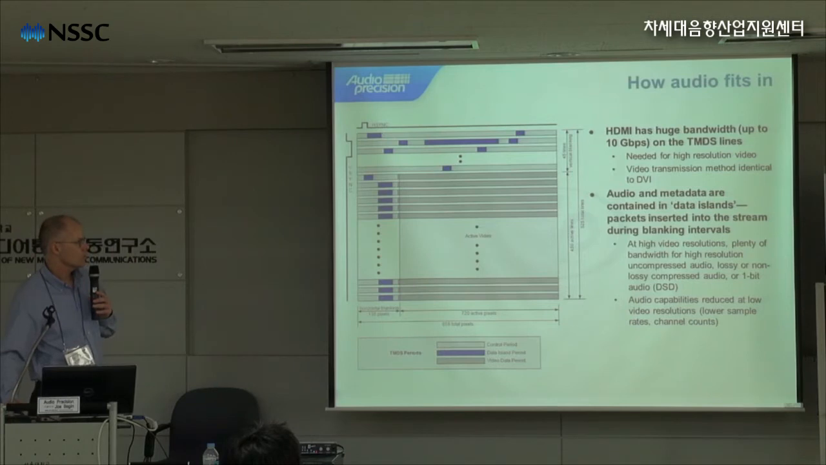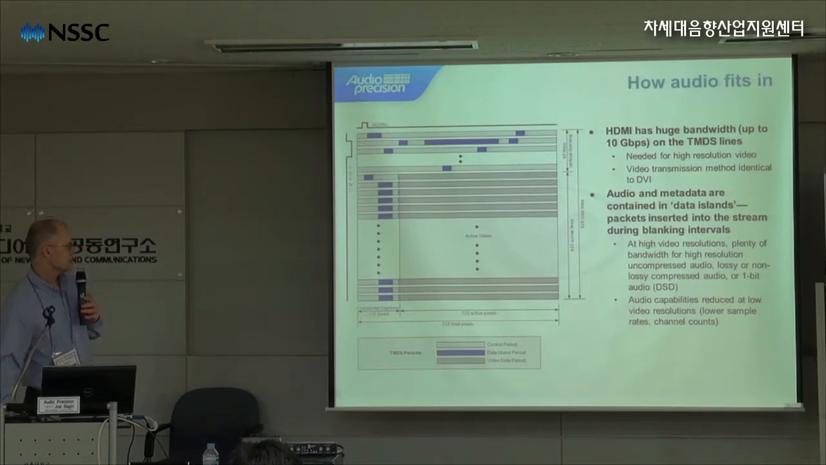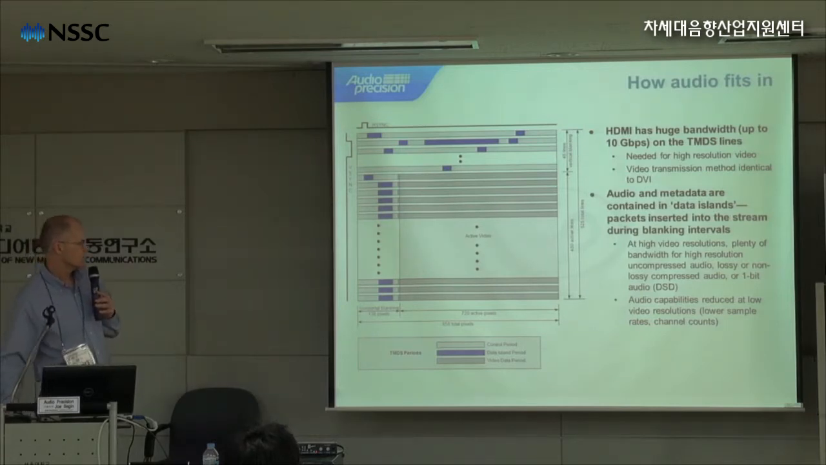So the audio and what we call metadata are contained in data islands, or packets that are inserted into the stream during blanking intervals. So you can see here's a stream with 858 total pixels. There are 720 active video pixels, and then these horizontal blanking intervals of 138 pixels. And the audio will get inserted in these islands between the active video.